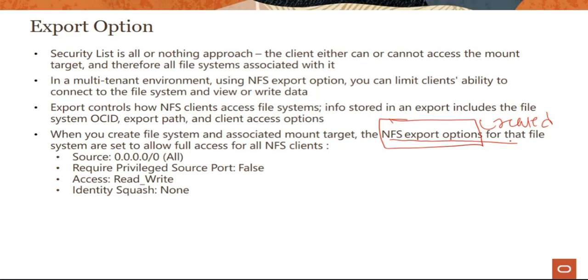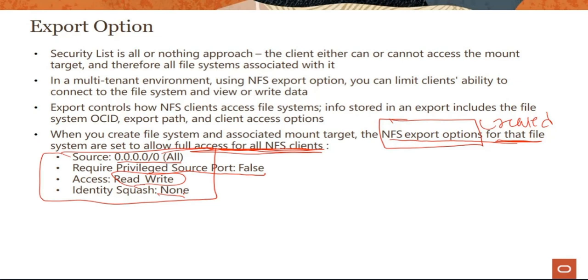The entry there is set to allow full access for all NFS clients. So it has full access, and all the clients can fully access all the file systems, right? And basically this is the rule which goes there. Source is all IP addresses, privileged source port is false, read write access is there, so you can read and write, and identity squash is none, right? So what does it look like?